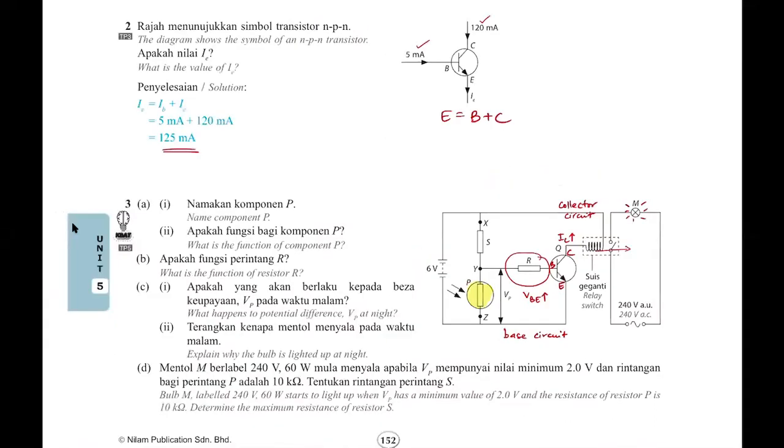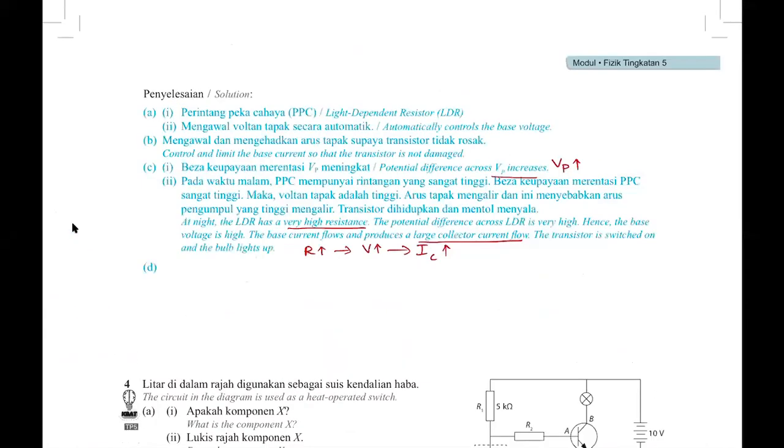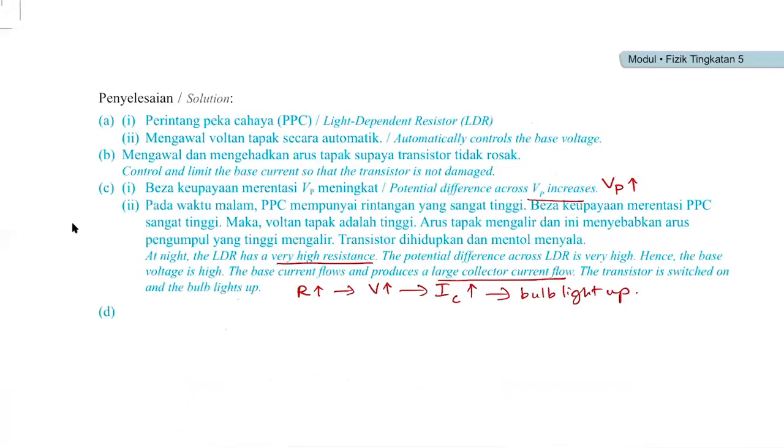Did you get it? Dapat sudah? So ini dia punya flow lah. Bulb light up. Four step. Dark.